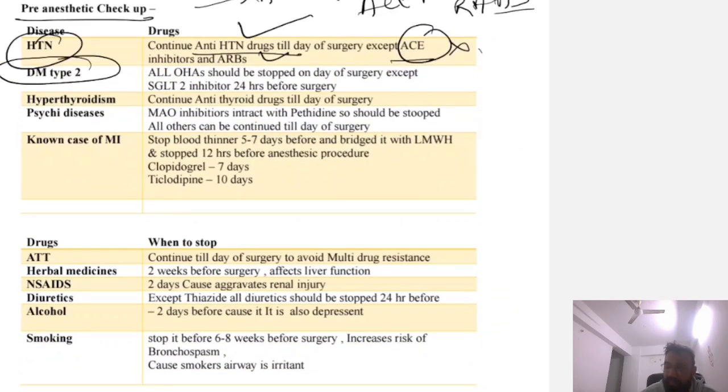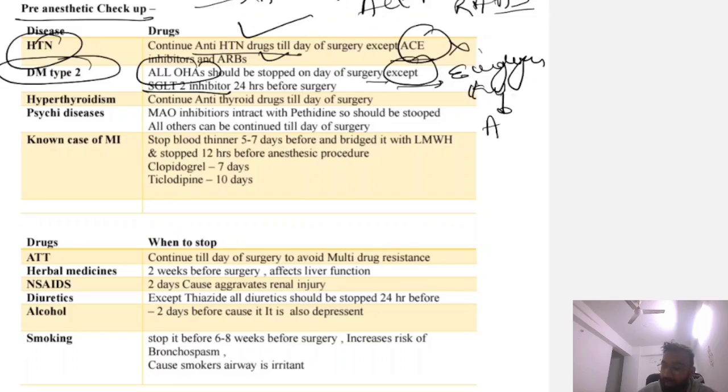Okay, next is a patient who is having diabetes mellitus and is planning to undergo surgery. In that case, all oral hypoglycemic drugs should be stopped on the day of surgery except SGLT2 inhibitor, because SGLT2 inhibitor causes euglycemic ketoacidosis. So this will hamper the metabolism of the anesthetic agent. Okay, next is hyperthyroidism. In hyperthyroidism, you have to give antithyroid drug till the day of surgery.